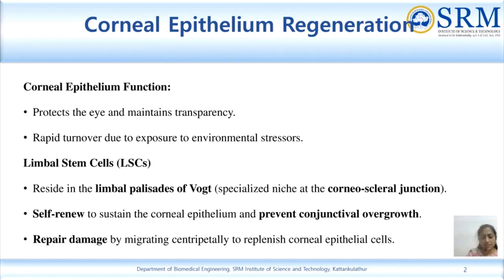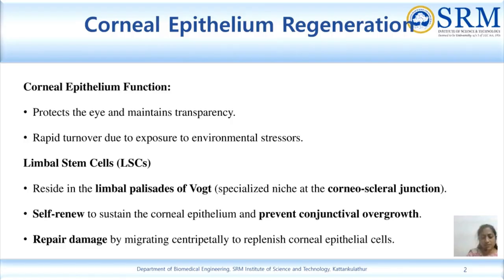So the corneal epithelium, which is found in the eye, is the outer protective layer, and it helps to make sure that there are no dust particles or any other factors that are injuring the inner part of your eye. This also helps to maintain the transparency.